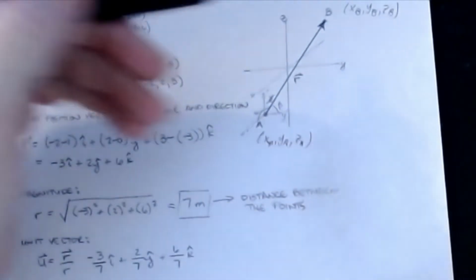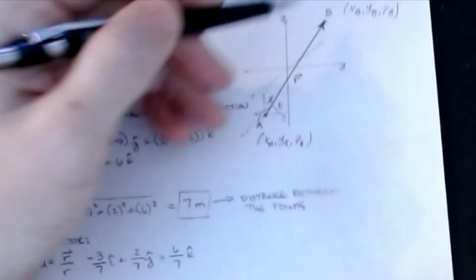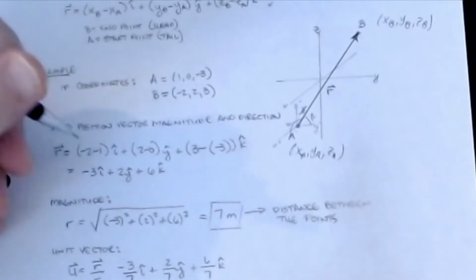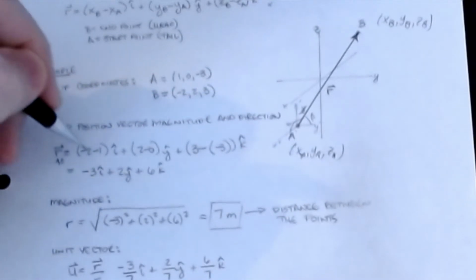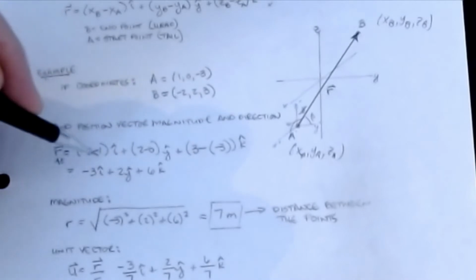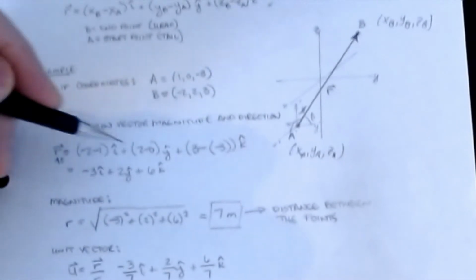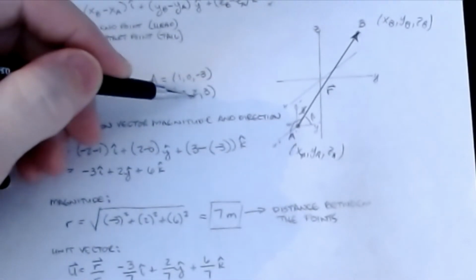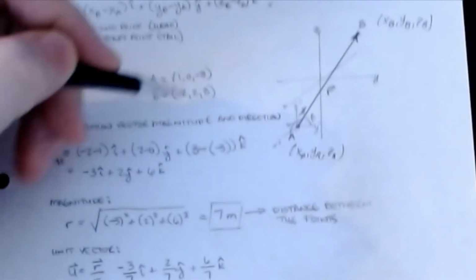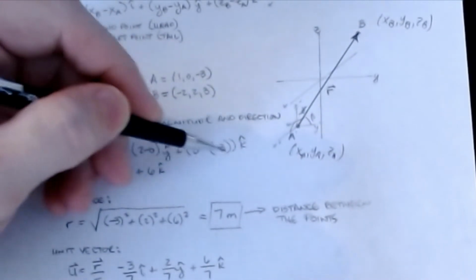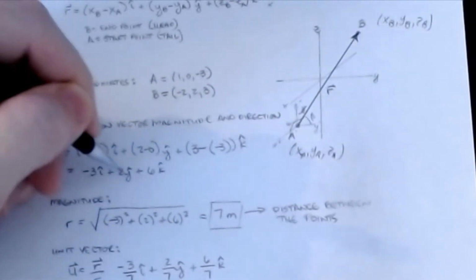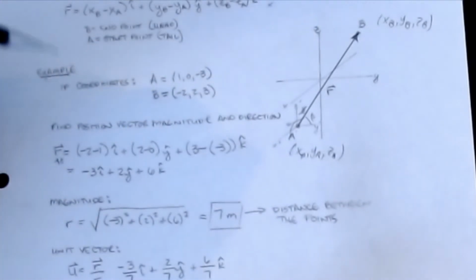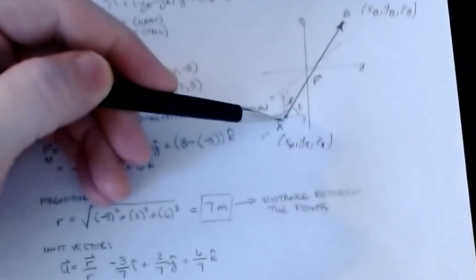Again, we're going to do the head of the vector B minus the tail of the vector A. So my position vector to get from A to B is going to be minus 2 minus 1 from the X, times I, plus 2 minus 0 for the J, and then 3 minus a minus 3 from the K. If you do the math, this vector is minus 3i plus 2j plus 6k. That's the position vector that gets me from A to B.